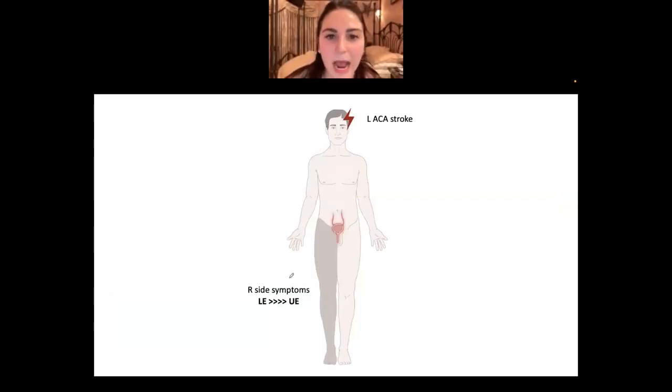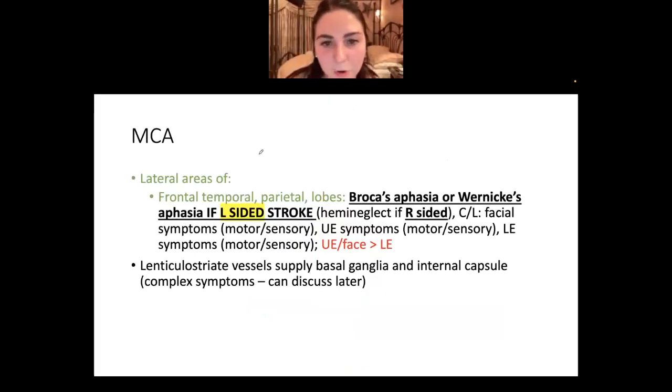Okay. And then here's a picture of it. So we have a left-sided ACA stroke. We're going to see right-sided symptoms, but again, your lower extremity is affected way more than upper extremity. Not saying your upper extremity can't get affected, but you're always going to have lower extremity, and then you might sometimes have upper extremity in addition. You'll never have upper without lower with an ACA stroke, again, because of the homunculus. And then, of course, the urinary incontinence.